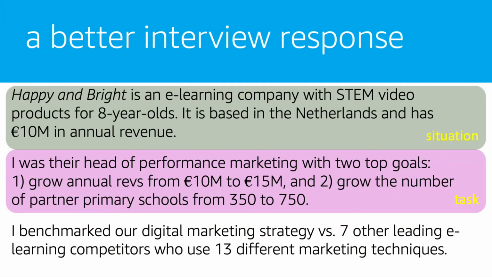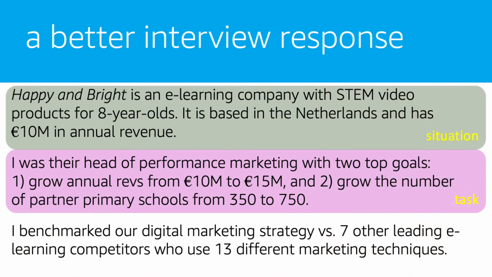Next, I say that I was their head of performance marketing with 2 top goals. 1, to grow the annual revenues from 10 million euros to 15 million euros, and 2, to grow the number of partner primary schools from 350 to 750. That's my task section. Here I outline what the problem is, and I'm using quantifiable data: 10 to 15 million euros is my new goal for revenues, and also I need to grow our partner numbers as well.